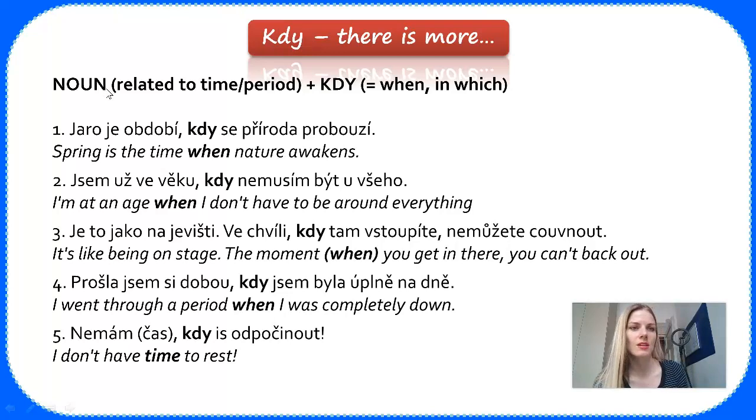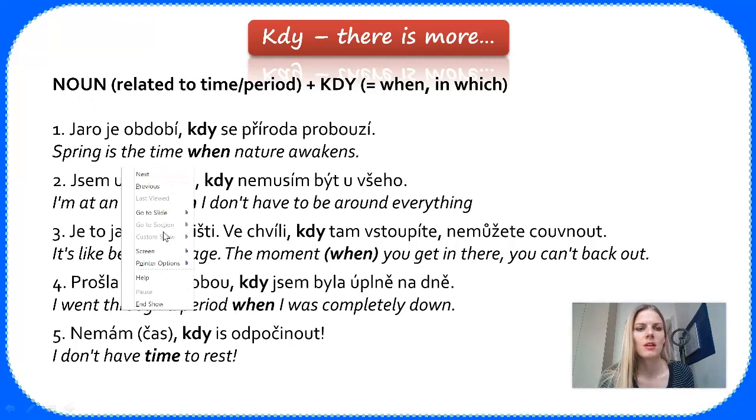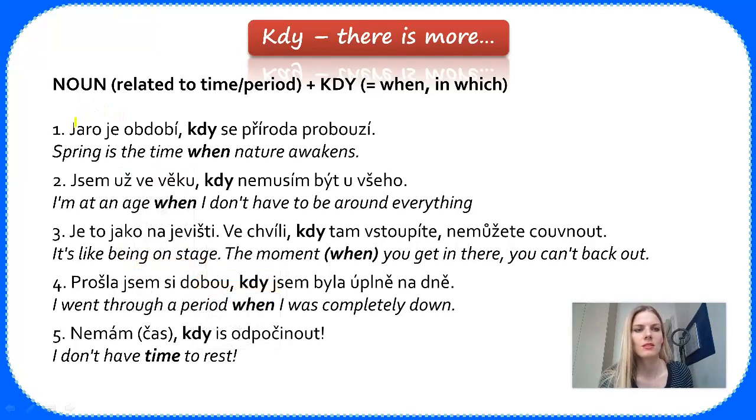Kdy is also used in a clause when it refers to a noun that was previously mentioned, and this noun usually expresses something of a period or time. For example, when you look at this sentence, jaro je období, kdy se příroda probouzí, which means spring is the time when nature awakens. Kdy comes immediately after období, which means the time or the period. So the time when, you can see this connection, the time when, období kdy. So we could say that this sentence describes the time period, as if it was an adjective.